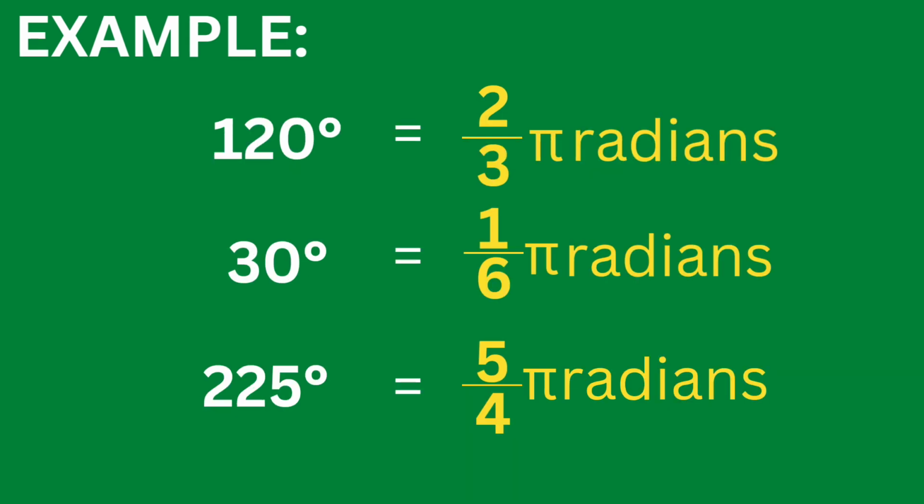And so, we arrive at our final answer. The 120 degrees is equivalent to 2/3 pi radians. The 30 degrees is equivalent to 1 over 6 pi radians. And the 225 degrees is equivalent to 5 over 4 pi radians.